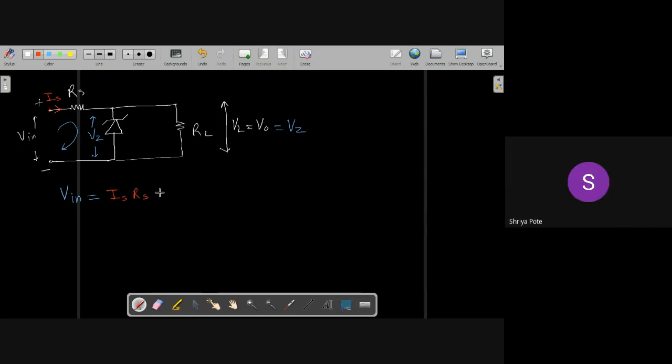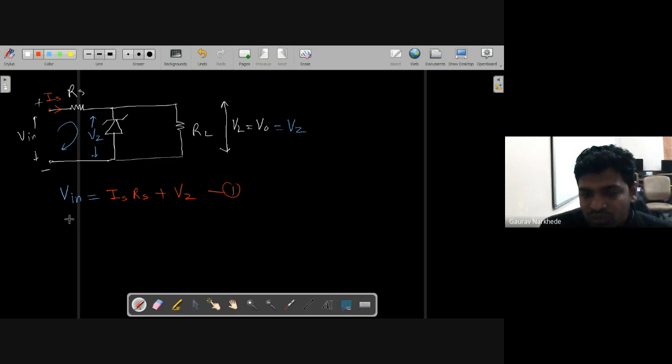RS, RS. And then plus some voltage will get dropped across this VZ, right? So this was your equation number one. This was by KVL. Okay, ये किससे आता था? By Kirchhoff's voltage law. Okay, so यहाँ से हम IS का वैल्यू निकाल सकते हैं, and this IS is nothing but V in minus VZ divided by RS, right? So this is equation number two.